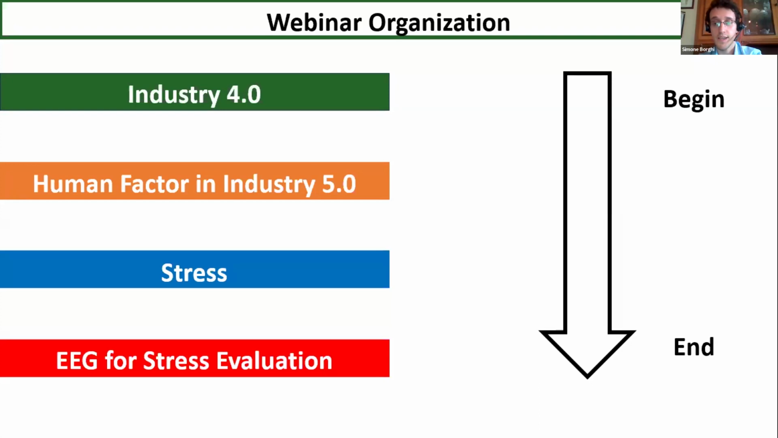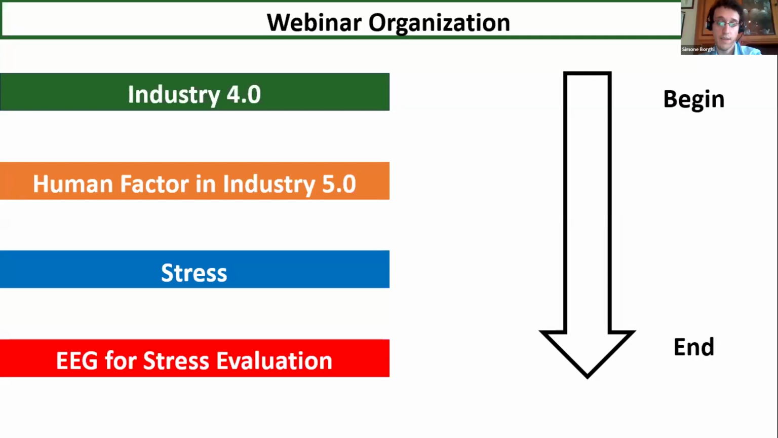By understanding the interaction between human and technology, we can unlock the full potential of human-robot collaboration, for example, while ensuring the well-being and productivity of human operators. We will then shift our focus to the phenomenon of stress and its significance in industrial settings. Stress can impact performance, safety, health, and overall job satisfaction, making it essential to address.